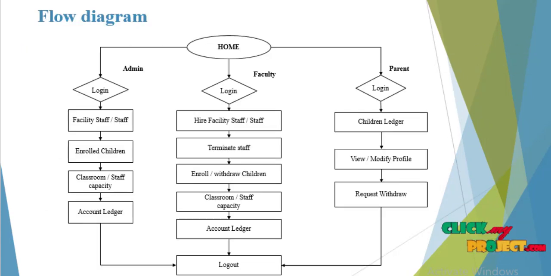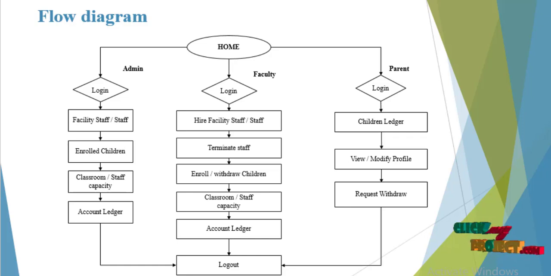This is the flow of our project. We have three main modules: admin, faculty and parent. Admin has whole system management of data. In the admin module we can view the whole database, like details of faculties and facility staff, and the details of enrolled children with their parent details. They can also check the capacity of classrooms or the staff they need to maintain the children, and they can update the account, that is the tuition fee for children.